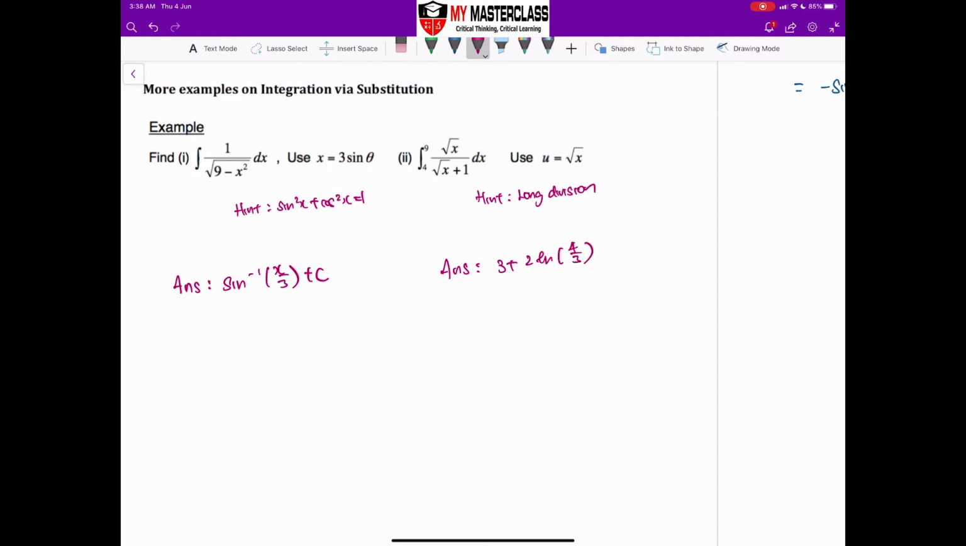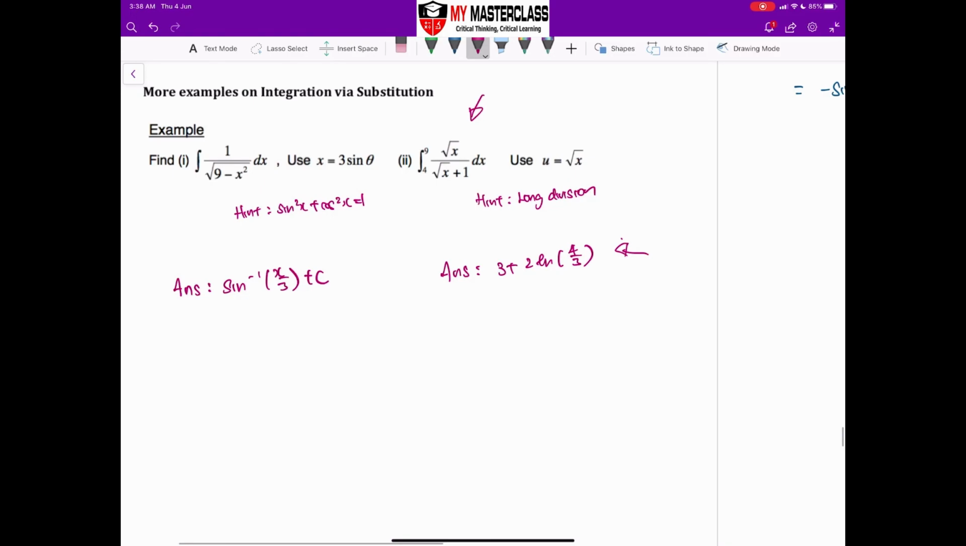Take note, if the question did not ask you to leave it exact, you can actually use MF26 to find it. But it's always a good method to help you check. What I mean is, use your MF26, key in the integral directly, and compare to the answer that you derived. See whether they are the exact same numerical value or not. That's it for integration via substitution.